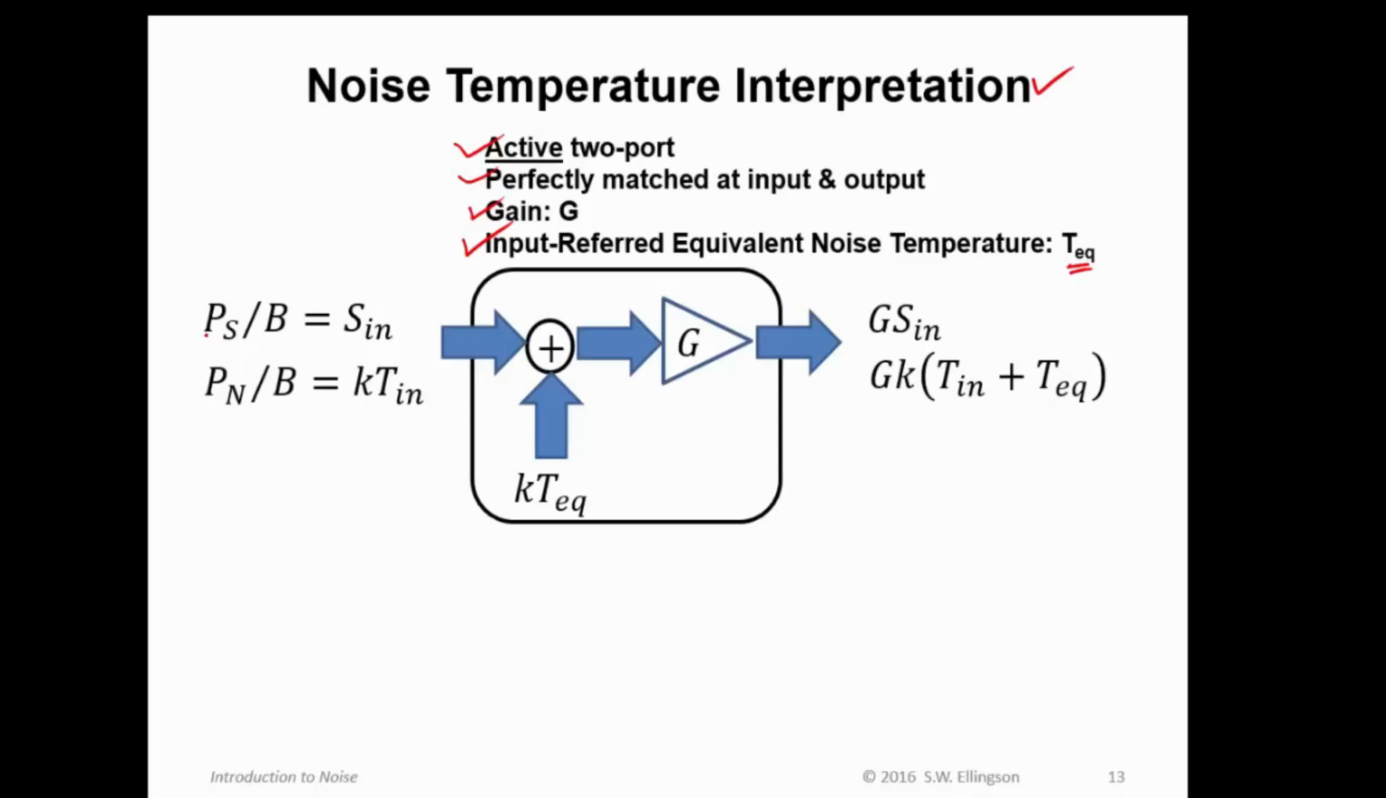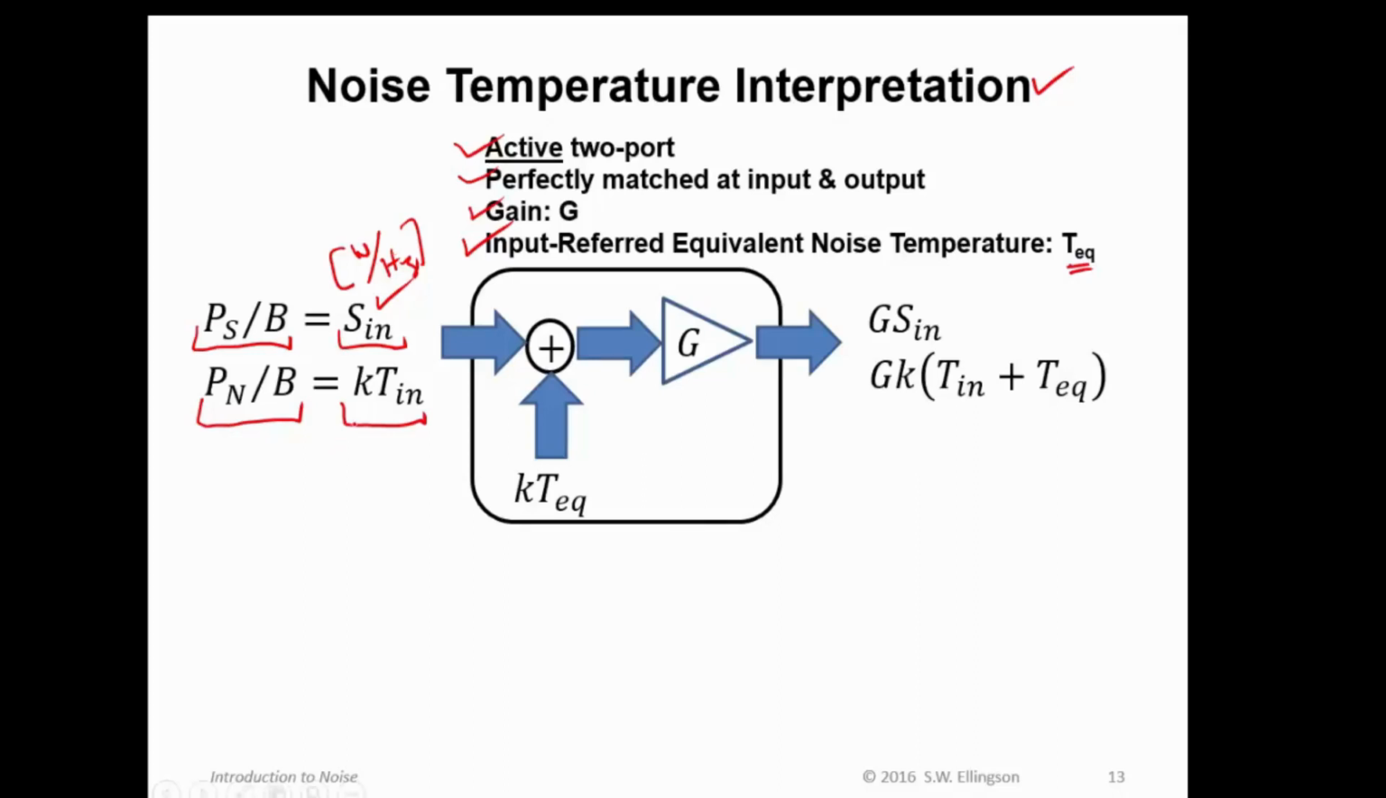I have some power spectral density at the input. That's the total power of the signal divided by the bandwidth of interest. I call that S sub N. The noise power density is the noise power divided by the bandwidth. And we know that we can express that as an equivalent noise temperature. And we'll call that K times T sub N. So the idea here is we represent the signal power as some power spectral density, which has units typically of watts per hertz.